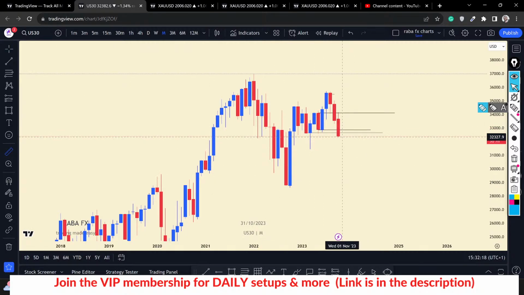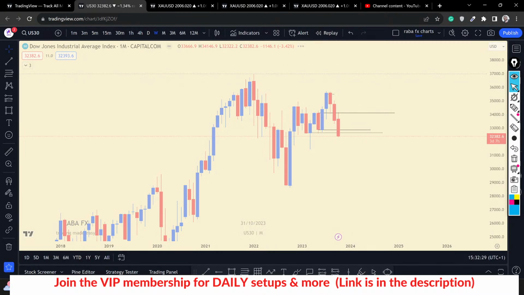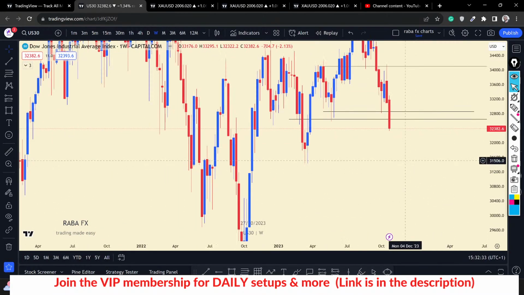This is on the monthly, right? It's big. I don't know. This is 527 something. I don't trade this euro US 30, but we are bearish on this currency pair, or let me say asset class, because this is an indices.